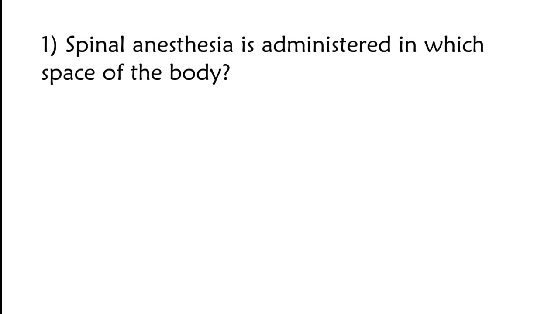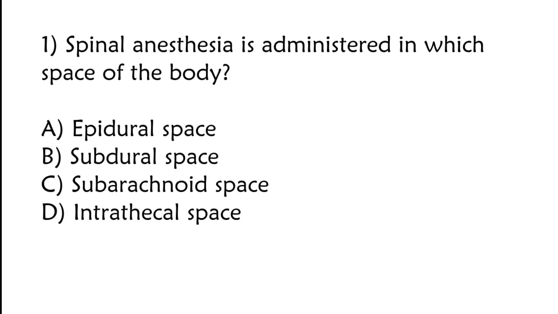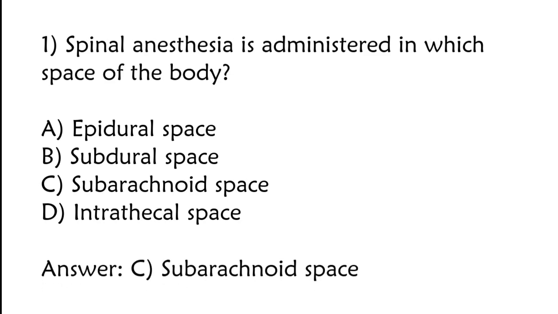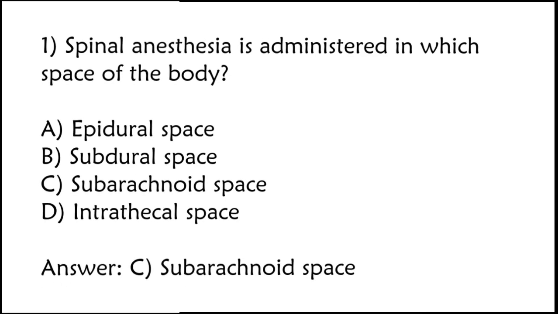Spinal anesthesia is administered in which space of the body? Epidural space, subdural space, subarachnoid space, intrathecal space. The correct answer is option C, subarachnoid space.